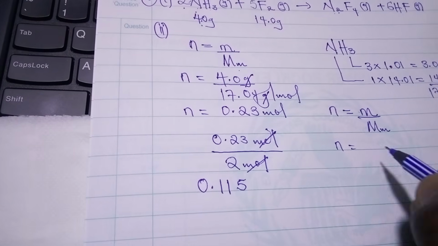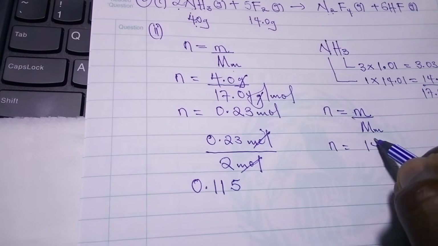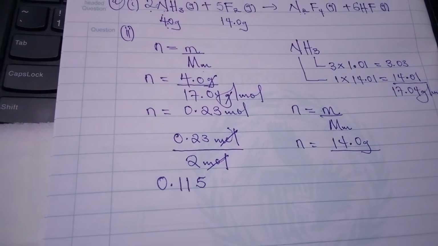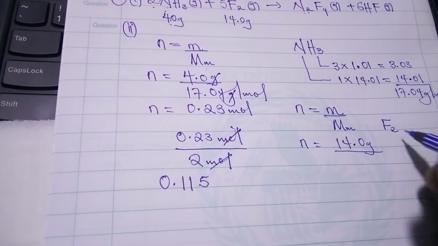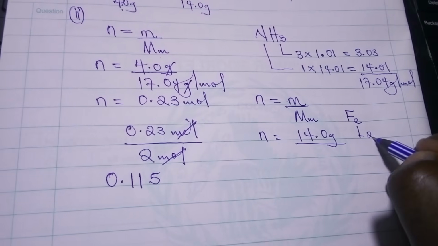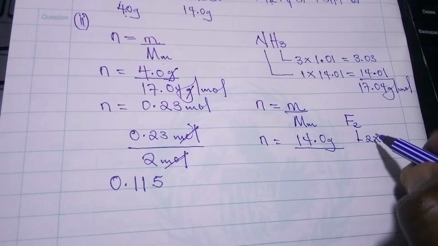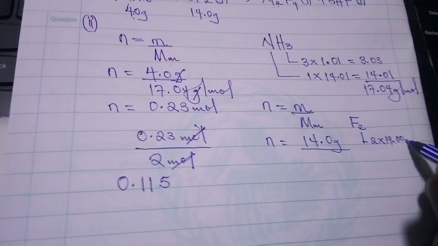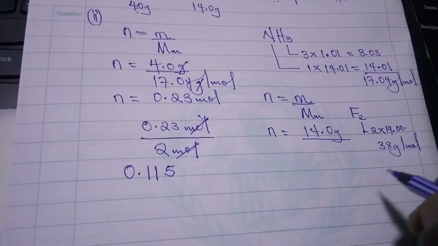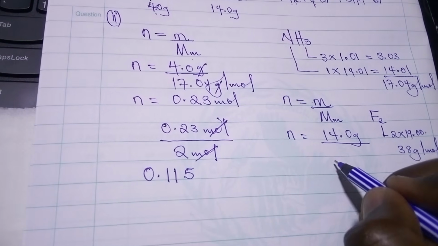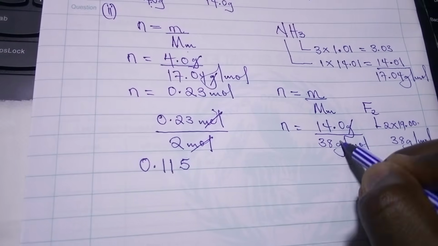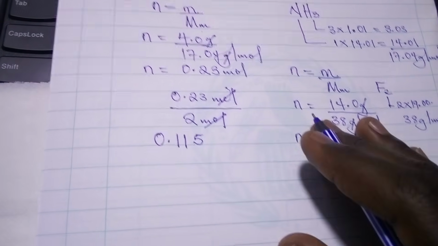So mass over molar mass. The number of moles is equal to the mass of fluorine, that is 14.0 grams, divided by its molar mass. Fluorine is a diatomic element or molecule, so you have to multiply 2 atoms of fluorine by the relative atomic mass, which is 19.0, and you get 38 grams per mole. So we put 38 grams per mole under the molar mass. Then you cancel.